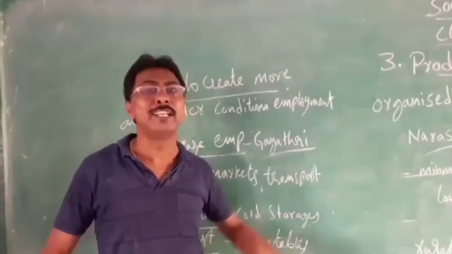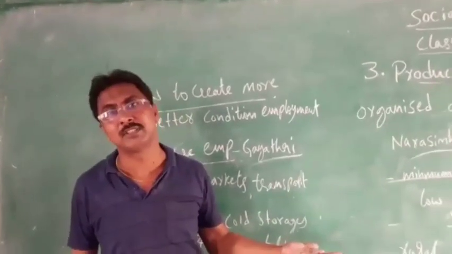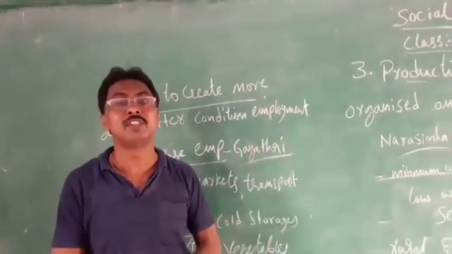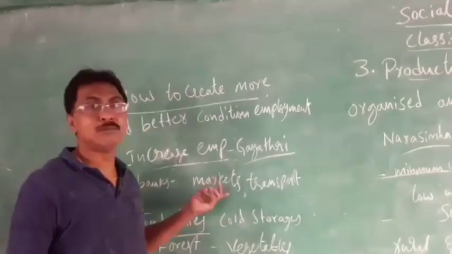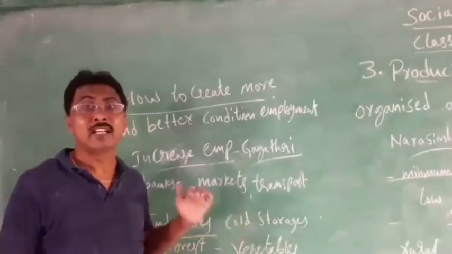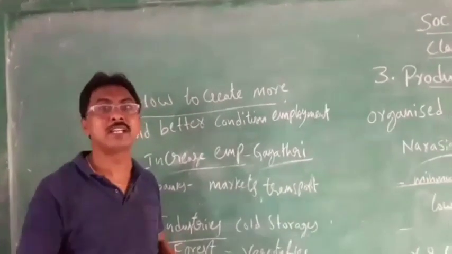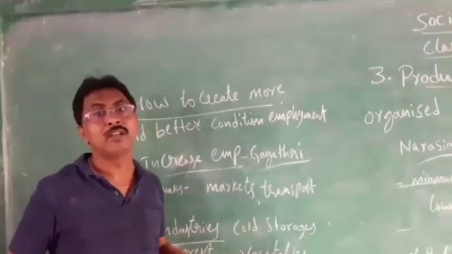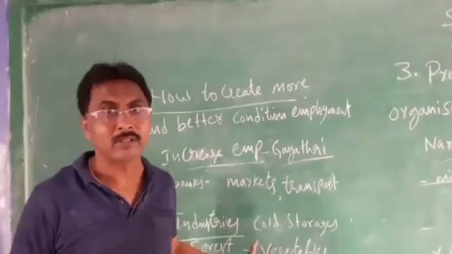Cold storage and industries we should establish in the villages, in the rural areas, so that employment is generated. Like that, they should develop employment and we should encourage them. And the main thing, construct the dams and canals. If you construct dams and canals, they can do agriculture 3 times more. Okay, with this I am completing the lesson. Thank you.